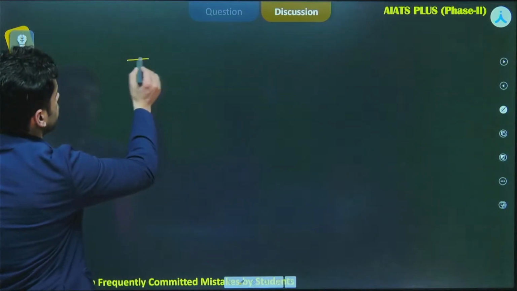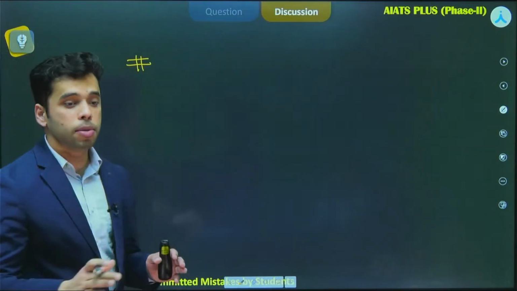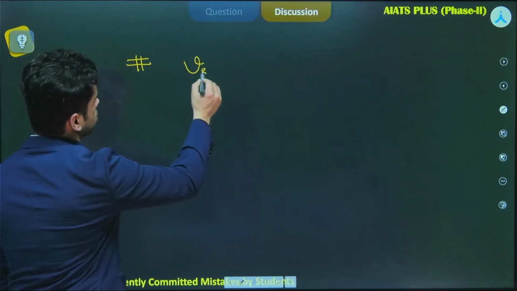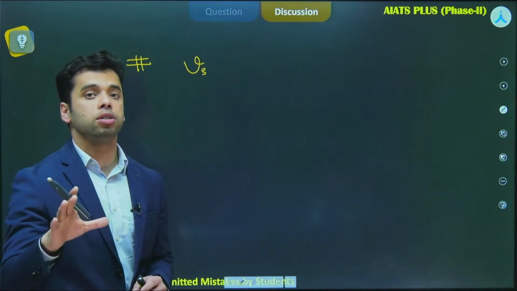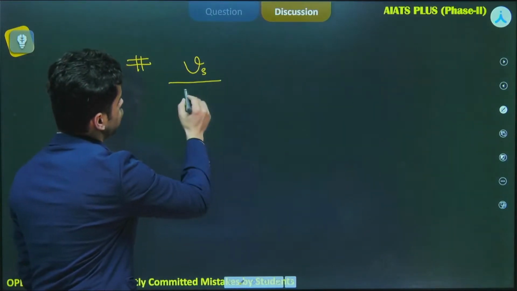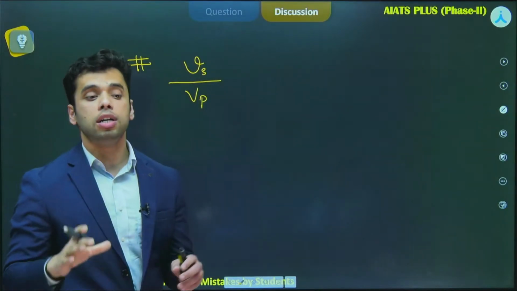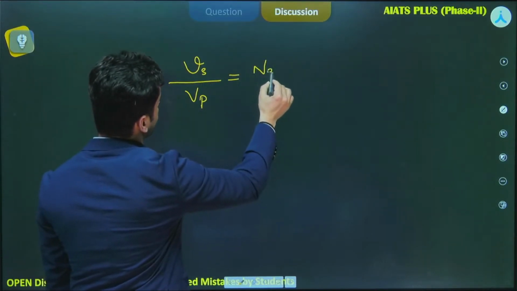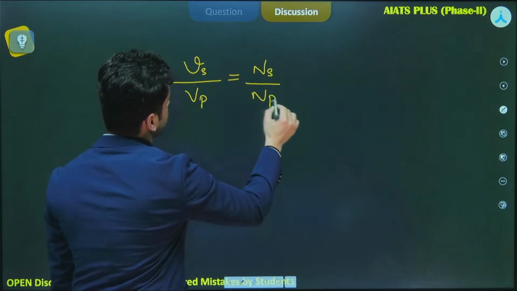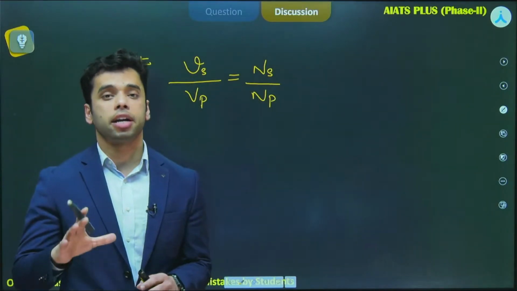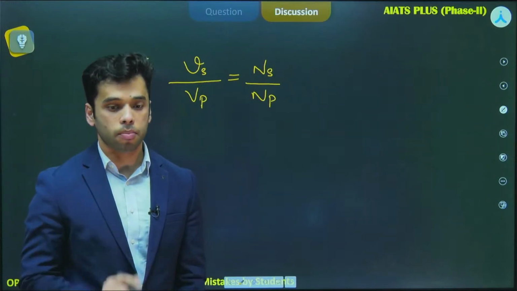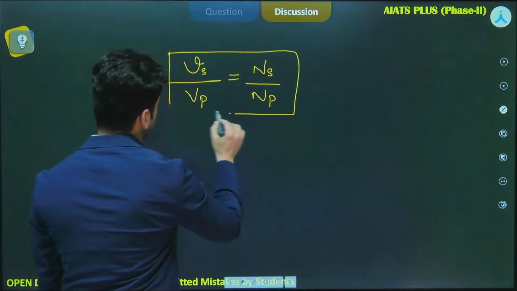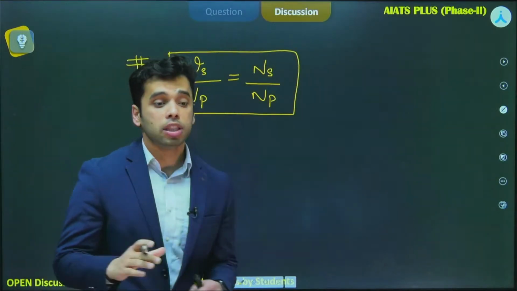So what do we need to learn to solve such kind of problems? These are the basic problems based on the chapter of transformer. A basic concept is that Vs denotes the voltage across the secondary, and Vp is the voltage across the primary. So Vs by Vp will be equal to Ns by Np. Ns is the number of turns in the secondary, and Np is the number of turns in the primary, right? This is one of the relations that you need to keep in mind while dealing with the problems of transformer.